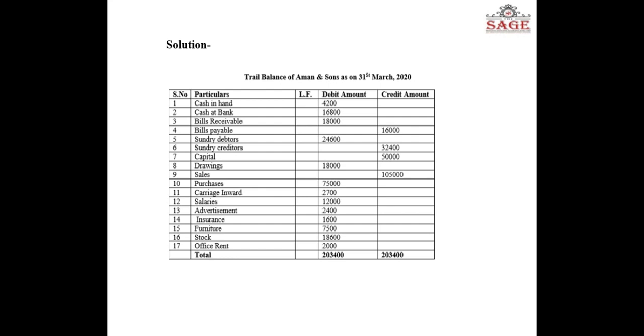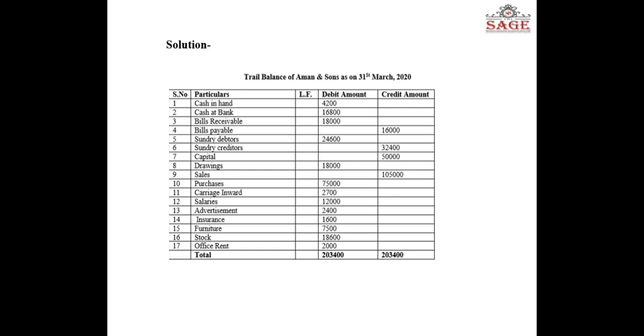Now cash in hand and cash at bank, both are assets, come in the real account. As per the real account, all the assets are debited, so you will just write assets should be debited always, so you will write in the debit side. Bills receivable, again it is the asset of the organization, it should be debited. Bills payable, it is the liability of the organization, liabilities should be always credited.